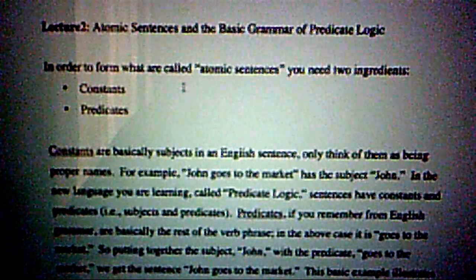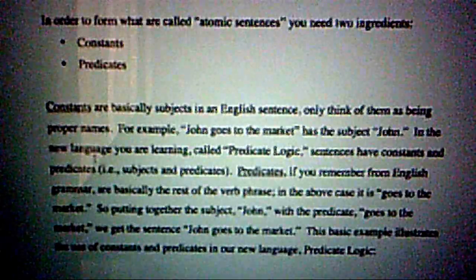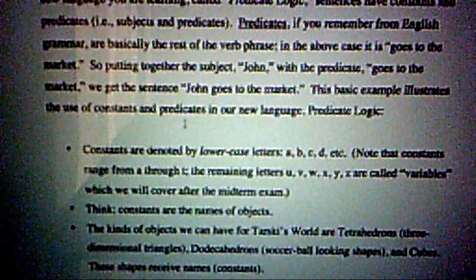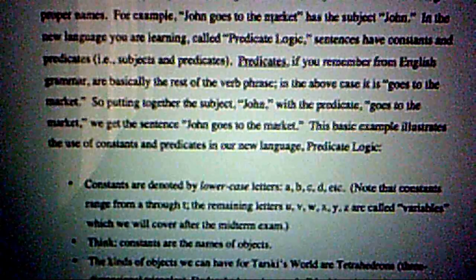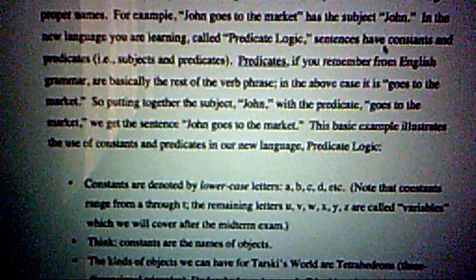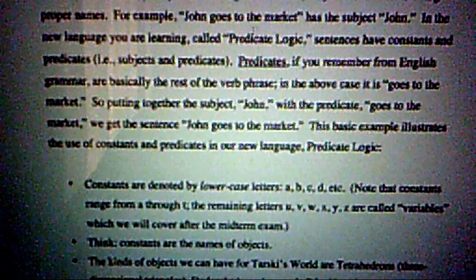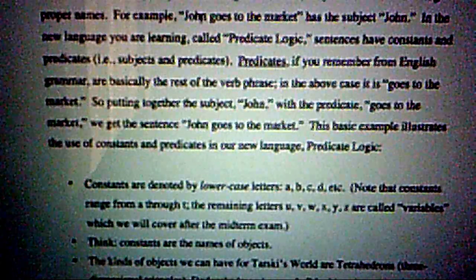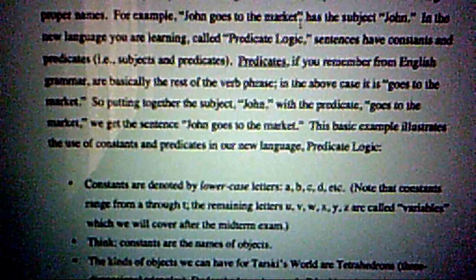The two ingredients you need are what are called constants and predicates. Constants are basically subjects. For example, take the English sentence, John goes to the market. What's the subject of the sentence? John. So in our language, that would be denoted by the lowercase letter j. That's a constant. And then the remainder, goes to the market, is the descriptor, right? So you have subjects and what are called predicates. The predicates are the descriptor phrase. In this case, goes to the market would be the descriptor phrase.